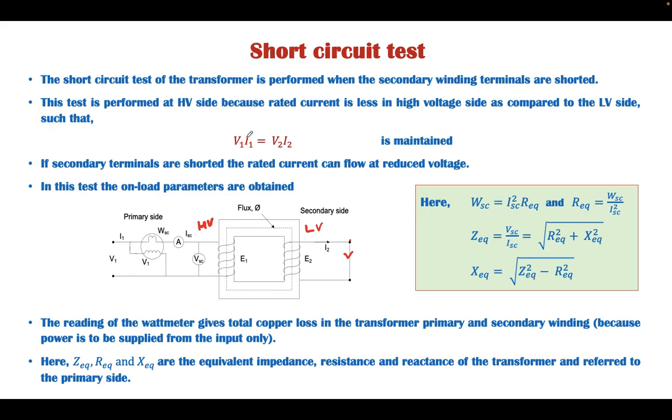From this relationship, we know V1 I1 is equal to V2 I2, and rearranging this equation, V1 by V2 must equal I2 by I1. Higher the voltage, lower will be the current. Lower the voltage, higher will be the current, in order to maintain this relation. And hence, if we perform this test at the higher voltage side, we need to develop a low current in the transformer primary winding. Therefore, the rated current of the transformer in the high voltage side can be developed by having a reduced voltage.